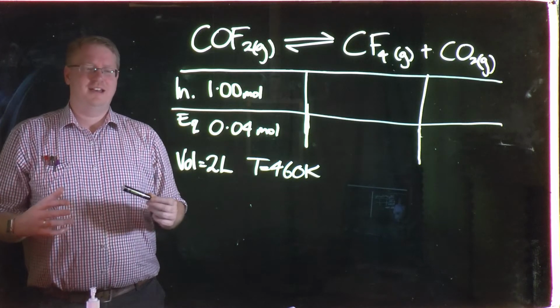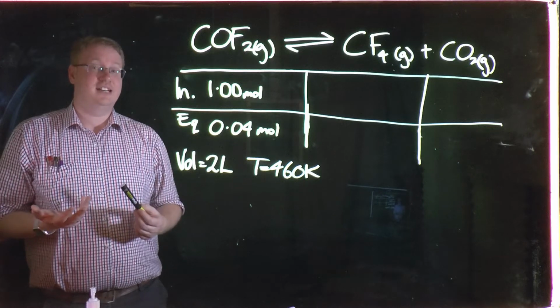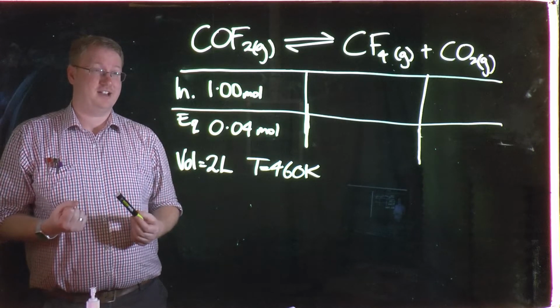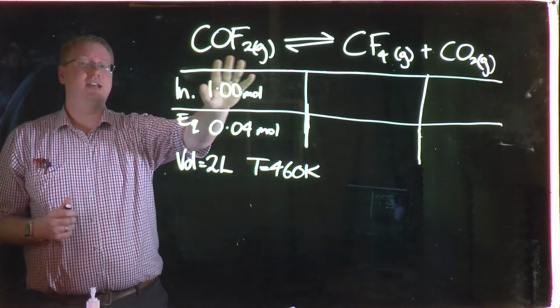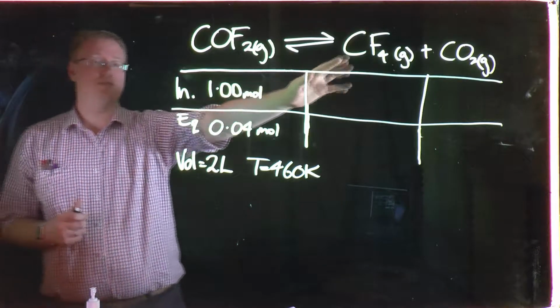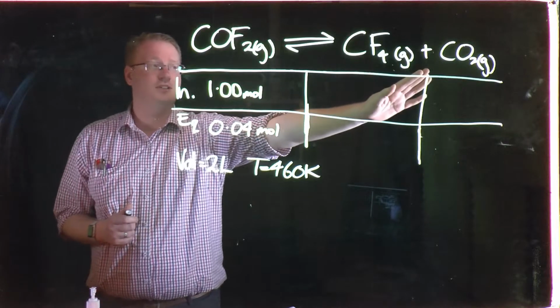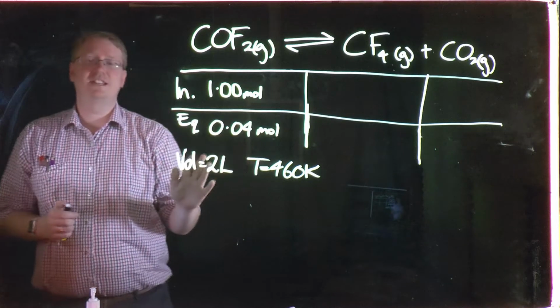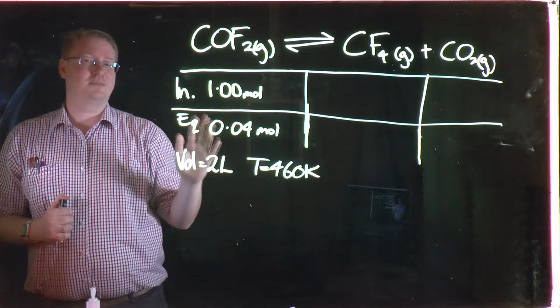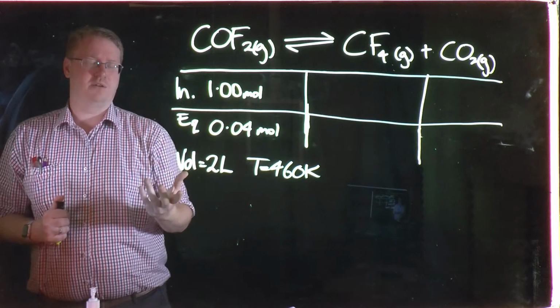So in this problem, our aim is to calculate the equilibrium constant for this reaction. We've got carbon-oxygen fluoride in equilibrium, decomposing to carbon tetrafluoride and carbon dioxide. The question gives us some initial and some equilibrium numbers of moles.